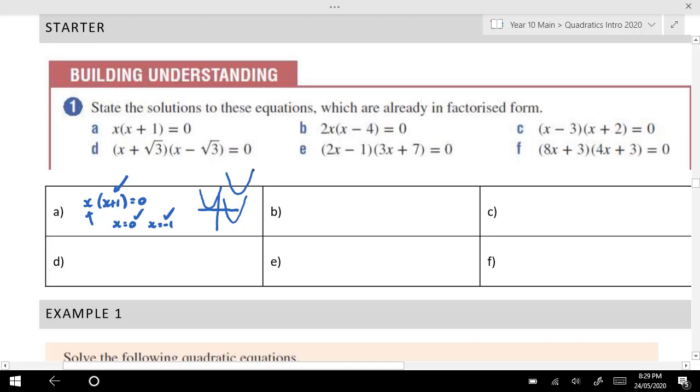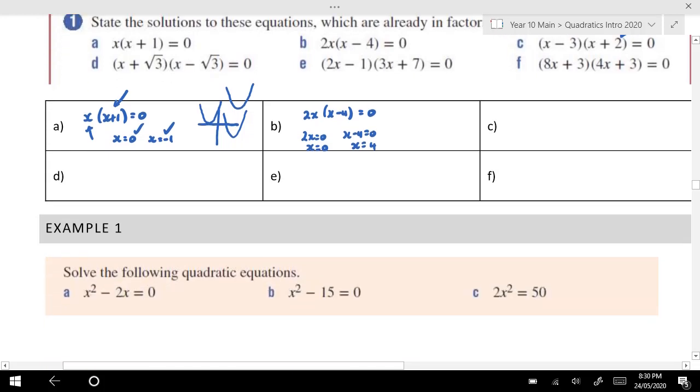Having a look up here, we've got 2x(x minus 4) equal to 0. If this is already factorized like this, then 2x would have to equal 0, and also x minus 4 would have to equal 0, which means that x would equal 0 and x would equal 4. And we could keep going over these. You could see over here, the solutions in this case would be x is equal to 3 and x is equal to -2 in order for those to equal 0. So that's your Null Factor Law.